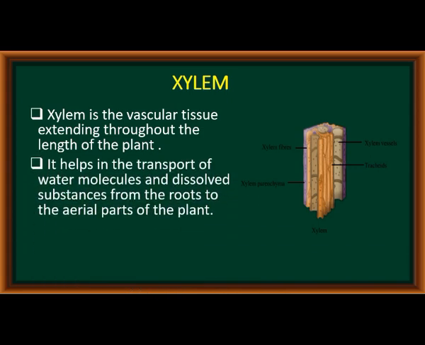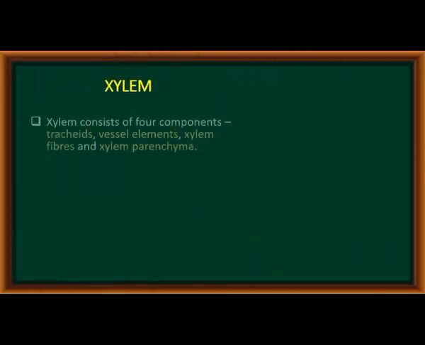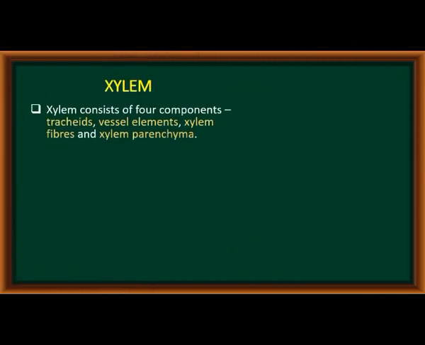It helps in the transport of water molecules and dissolved substances from the roots to the aerial parts of the plant. Now, the movement of water through xylem is one way. That is, the xylem conducts water only in the upward direction. The xylem consists of four components: tracheids, vessel elements, xylem fibers, and xylem parenchyma.